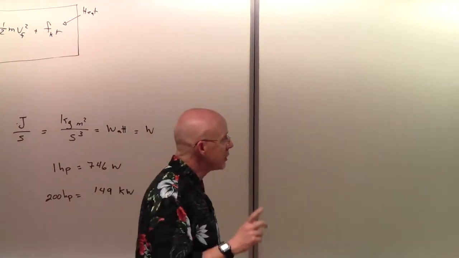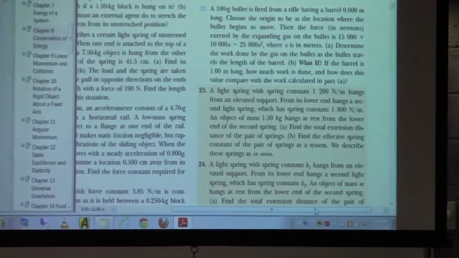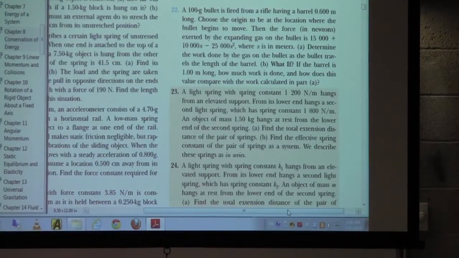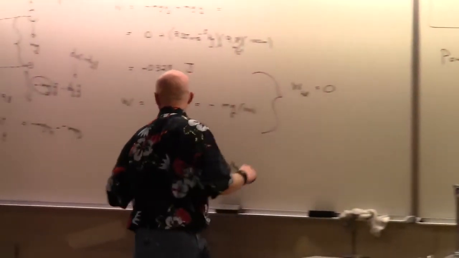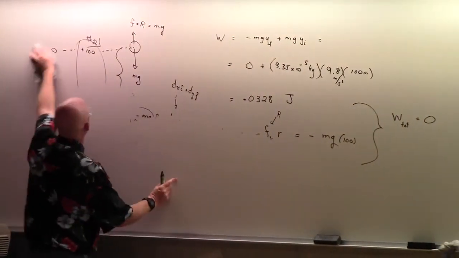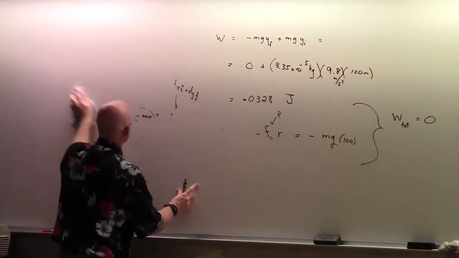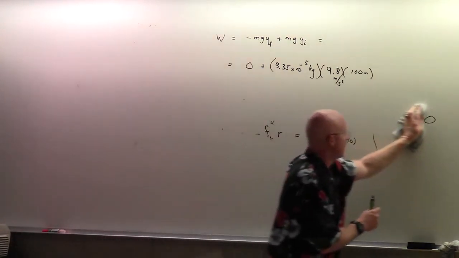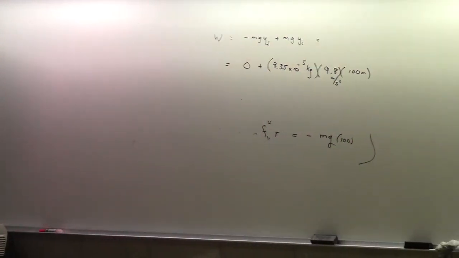A, determine the work done by the gases on the bullet as the bullet travels down the length of the barrel. And I'll read B later here, but that's really very clear in terms of what are we asked to do. We are asked to really find this term right here.